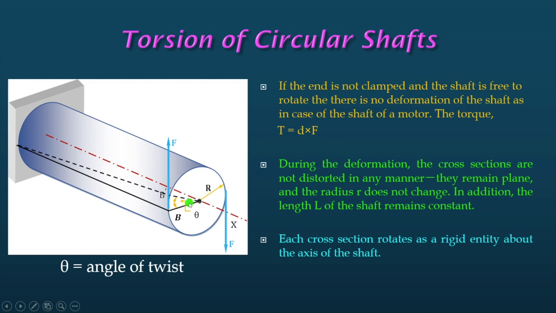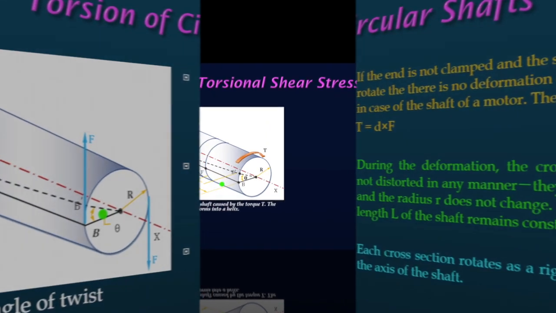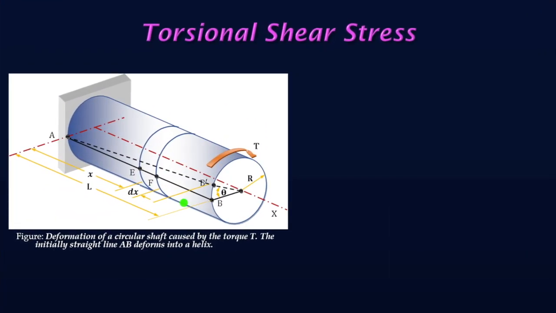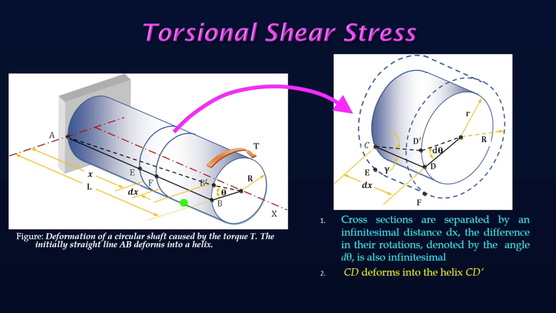And the radius of the shaft, as I have told you, is capital R, and at any distance we can assume it is small r, from here to here, any point on the cross section. And this is the angular twist. Now we have to find out what the shear stress is. Shear stress, or any stress, means force per unit area.